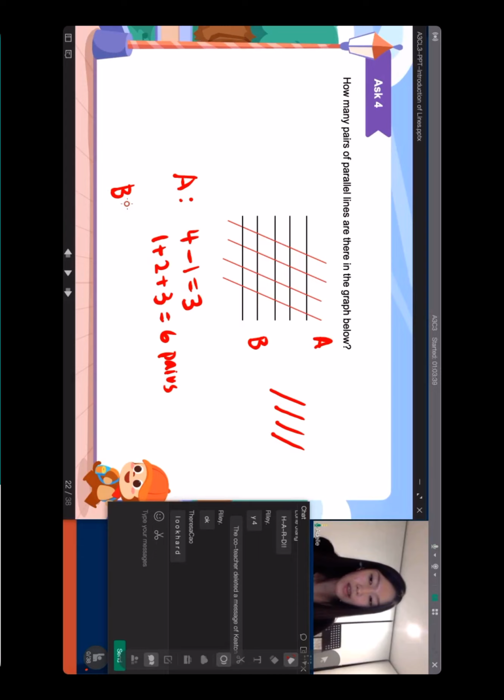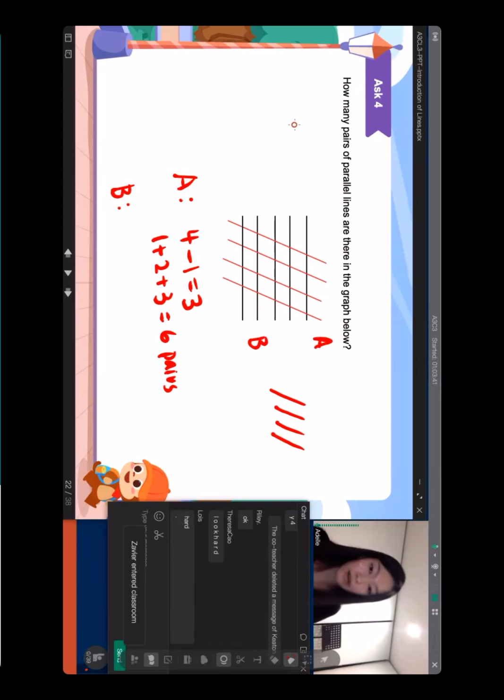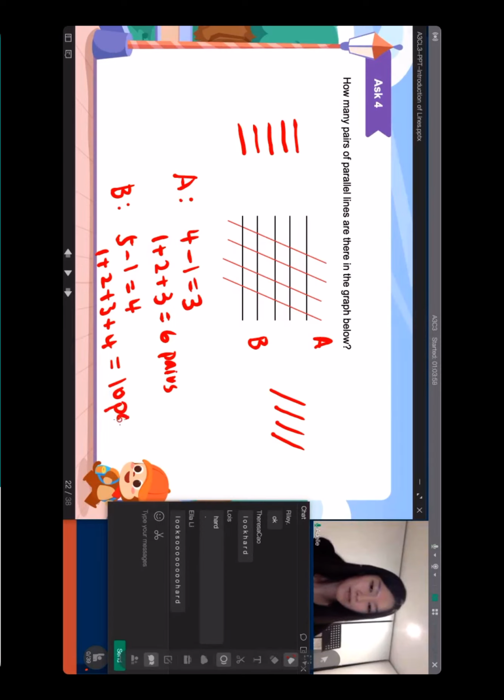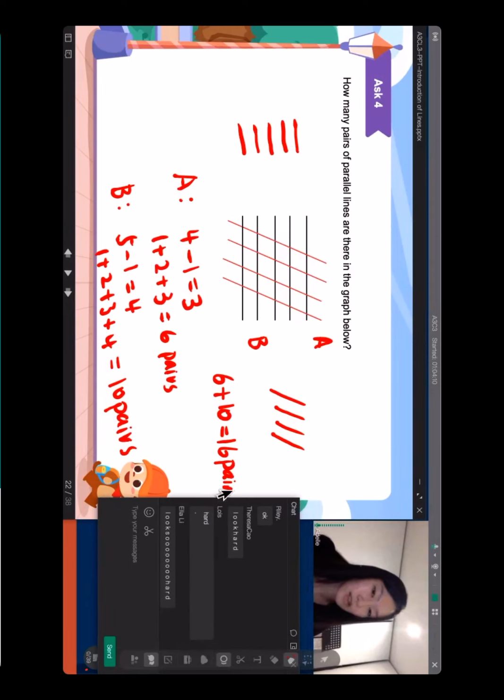If we look at set B, which, if you guys want, I can draw it out as well to make it easier. We have 1, 2, 3, 4, 5 lines. We're going to subtract 1 from 5, which will give us 4, okay? And then we're going to add from 1 up to 4, which will give us 10 pairs. So adding these together, we can see that there is 6 plus 10, which is 16 pairs altogether, okay?